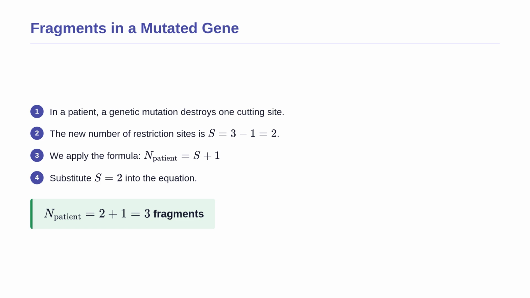We use the same formula, N equals S plus 1, because the DNA is still linear. Substituting 2 for S, we find that the restriction enzyme is only able to make 2 cuts. This results in a final answer of 3 fragments, which is 1 less than the healthy individual. By simply counting these fragments in a lab, a scientist can immediately tell who has the mutation.